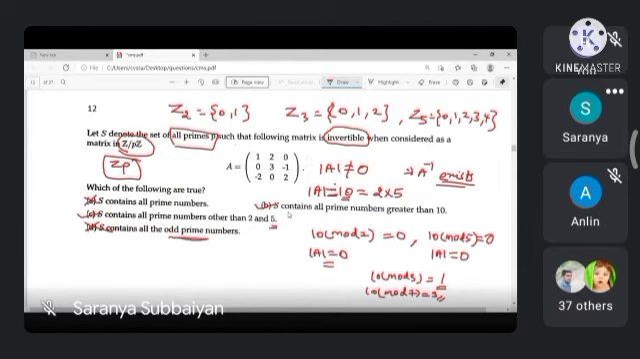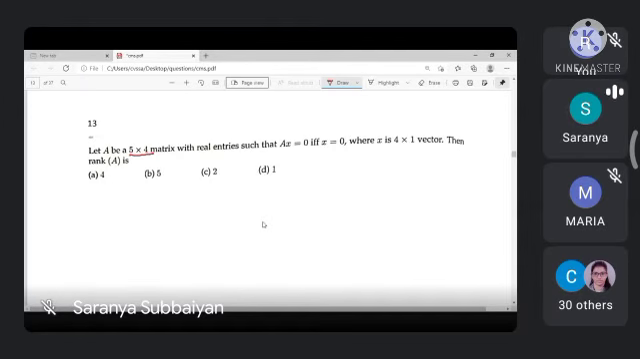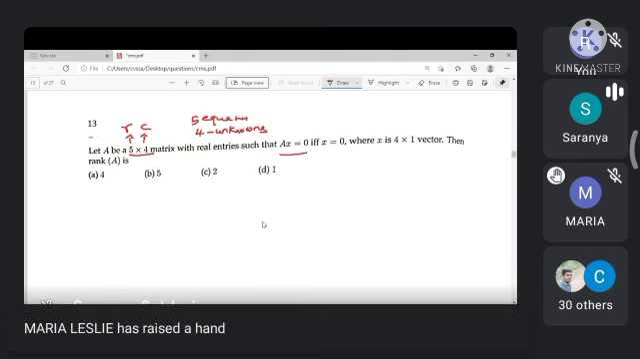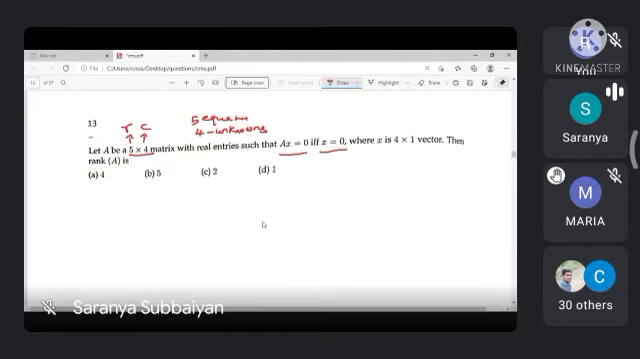No, ma'am. Okay. The 5 cross 4 matrix means 5 rows and 4 columns, right? So 5 equations, 4 unknowns. So Ax is equal to 0 if and only if x is equal to 0, where x is a 4 cross 1 vector.